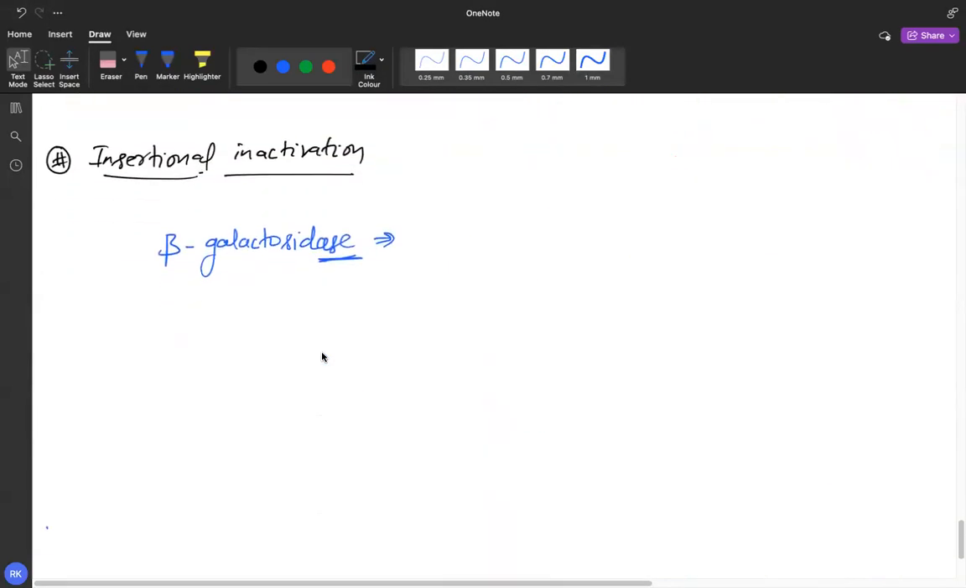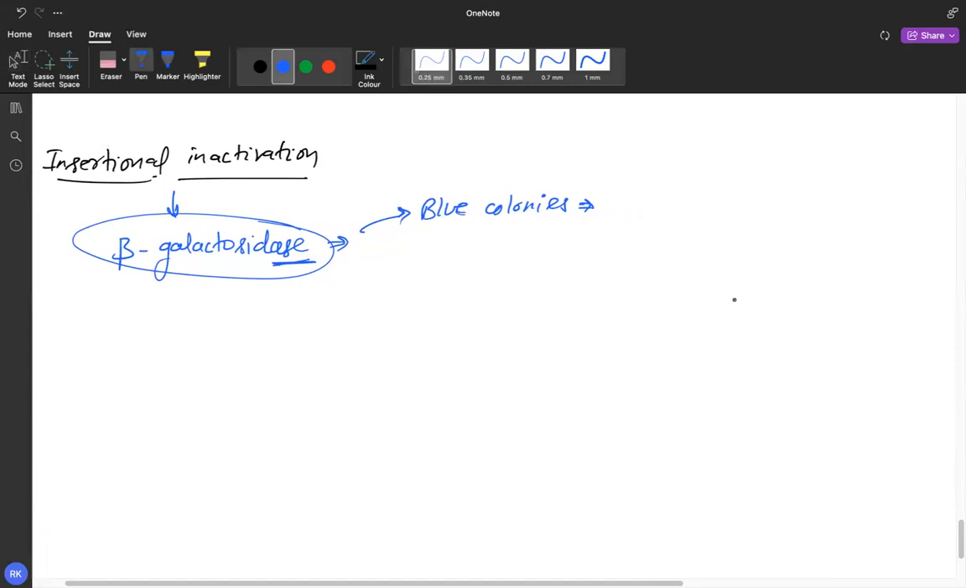Okay, cool. So insertional inactivation is clear. If they give you a question on this, that through the insertional inactivation method using beta galactosidase enzyme, you got blue colonies, what does this mean? What do you infer? Are they transformants or non-transformants? And colorless colonies, what do you infer?